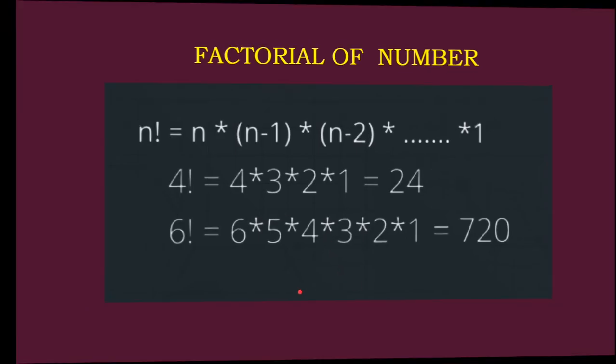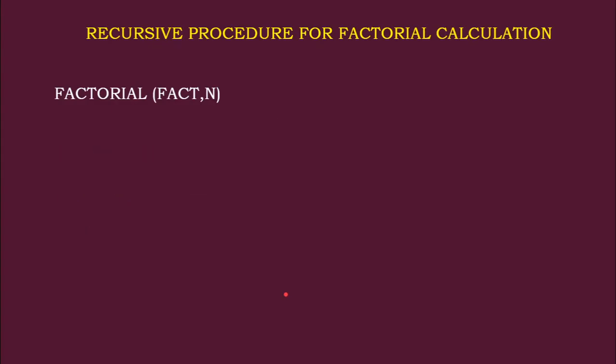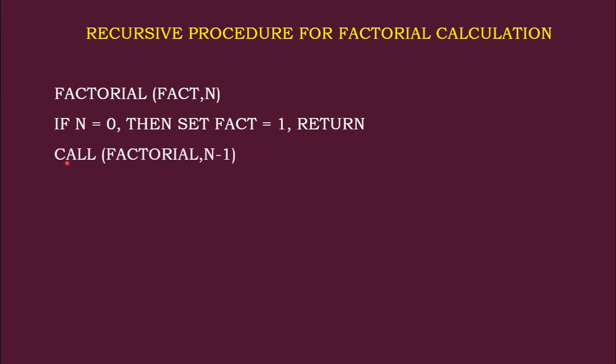Okay, now let us see the program, how the recursive function is done here. So factorial, fact comma n is the function, and fact and n are the parameters. If n is equal to 0, then set fact is equal to 1, because 0 factorial is equal to 1. Return the function. If not, we have to find the successive values. How to find? By calling the function. You can see here factorial is the name of the function. Here call factorial. Now the factorial function is called within the factorial function itself. This is called recursion.